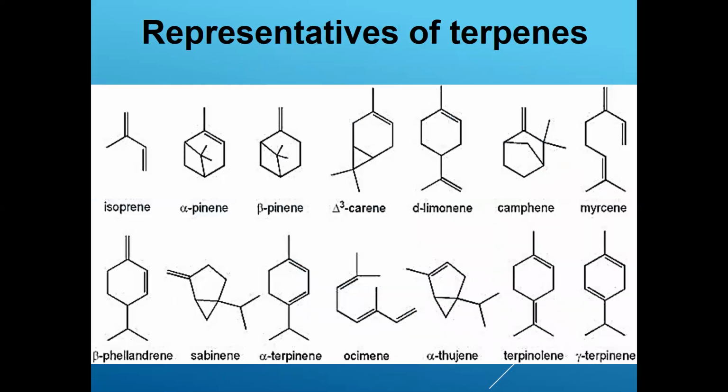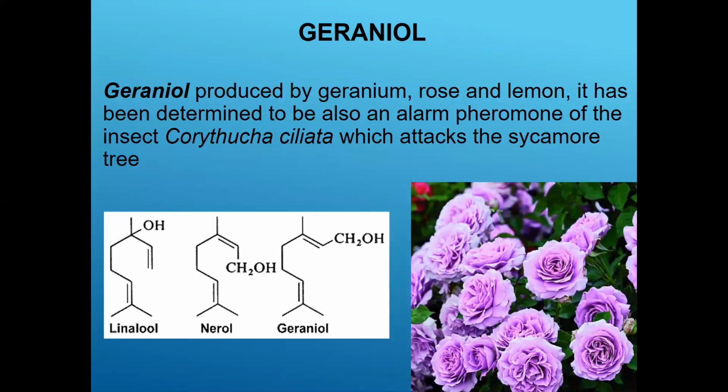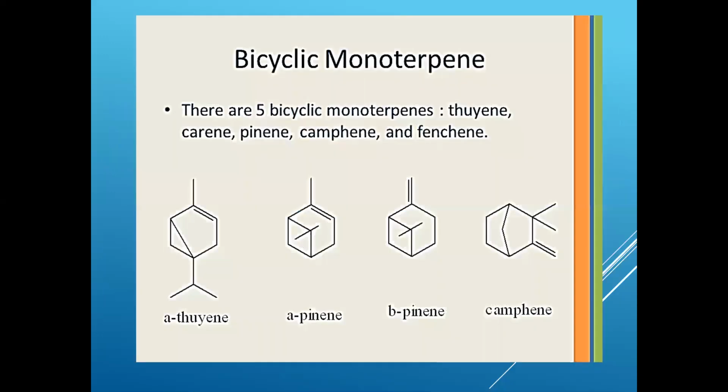You can see chemical formulas of representatives of terpenes. Geraniol is produced by geranium, rose, and lemon. It has also been determined to be an alarm pheromone of some insects. Bicyclic monoterpenes: there are 5 bicyclic monoterpenes: thujane, carane, pinane, camphane, fenchane.